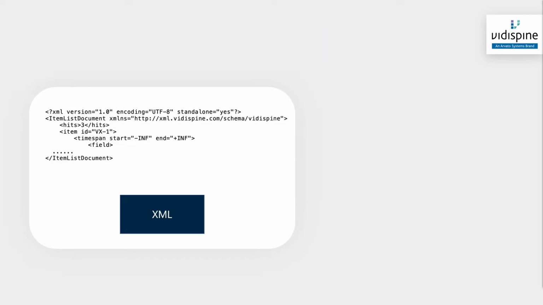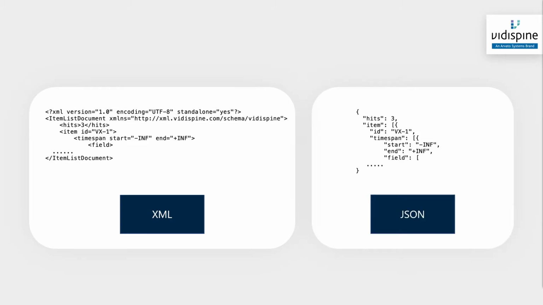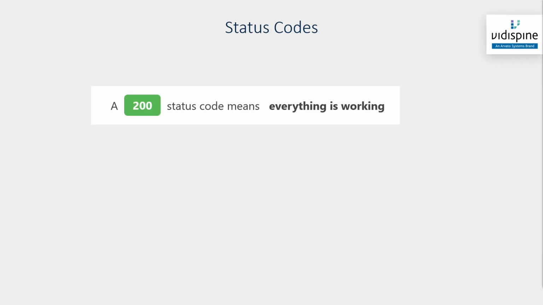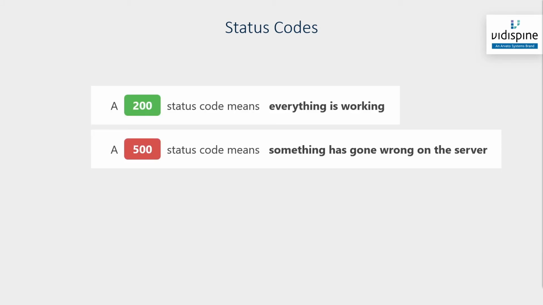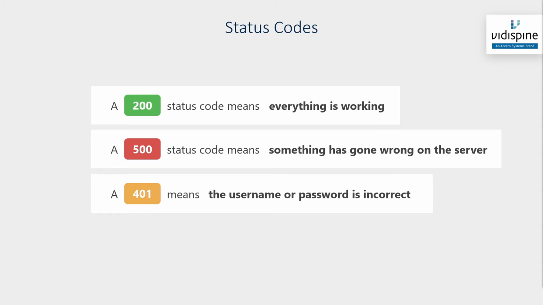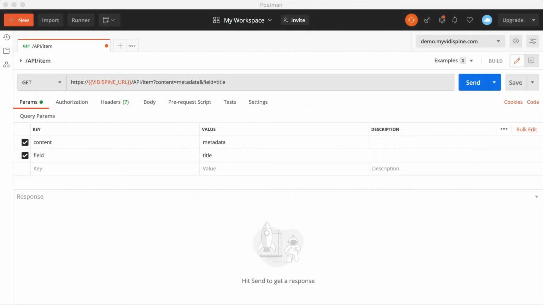VidiCore can return XML or JSON in the body. Both of these are ways of formatting data so that it can easily be understood by software. The response will also return a status code. This is important as it's the server's primary way of telling you whether the request has been successfully processed. A 200 status code means that everything is working. A 500 means that something has gone wrong on the server side. And a 401 means that you have not set the correct username or password.